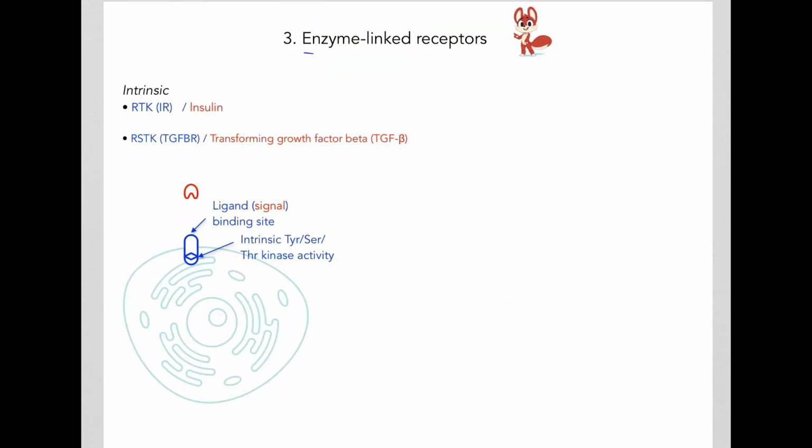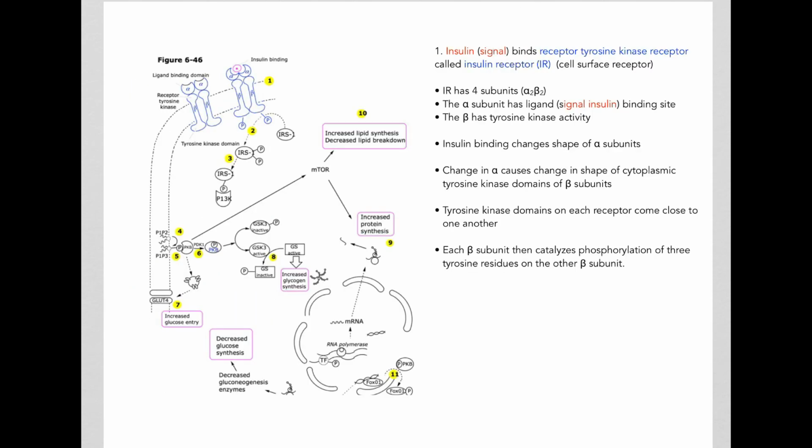Let's look at the enzyme-linked receptors associated with intrinsic kinase activity. First, we'll look at insulin, and then we'll talk about another example, and that's transforming growth factor beta. So let's look at the insulin receptor first. We discussed the insulin receptor under metabolism, so here we'll have a quick recap. The insulin receptor is a receptor tyrosine kinase, or RTK.